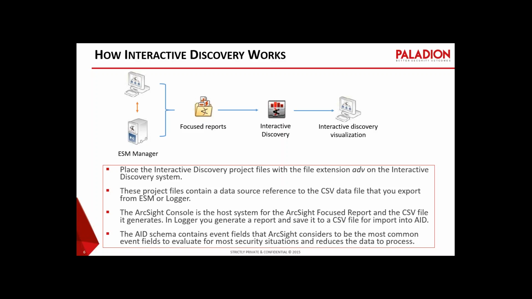As I said, it is recommended that you use the field sets that come by default within the ArcSight Interactive Discovery module, but you can always add more fields for your particular use case depending upon whatever you're doing. The ArcSight console is the host system where you can download the CSV file. If you're using the ArcSight Interactive Discovery on the same system on which you're using the ArcSight console, then you'll directly have to drop the CSV file in the ArcSight Interactive Discovery home folder under the ESM folder.